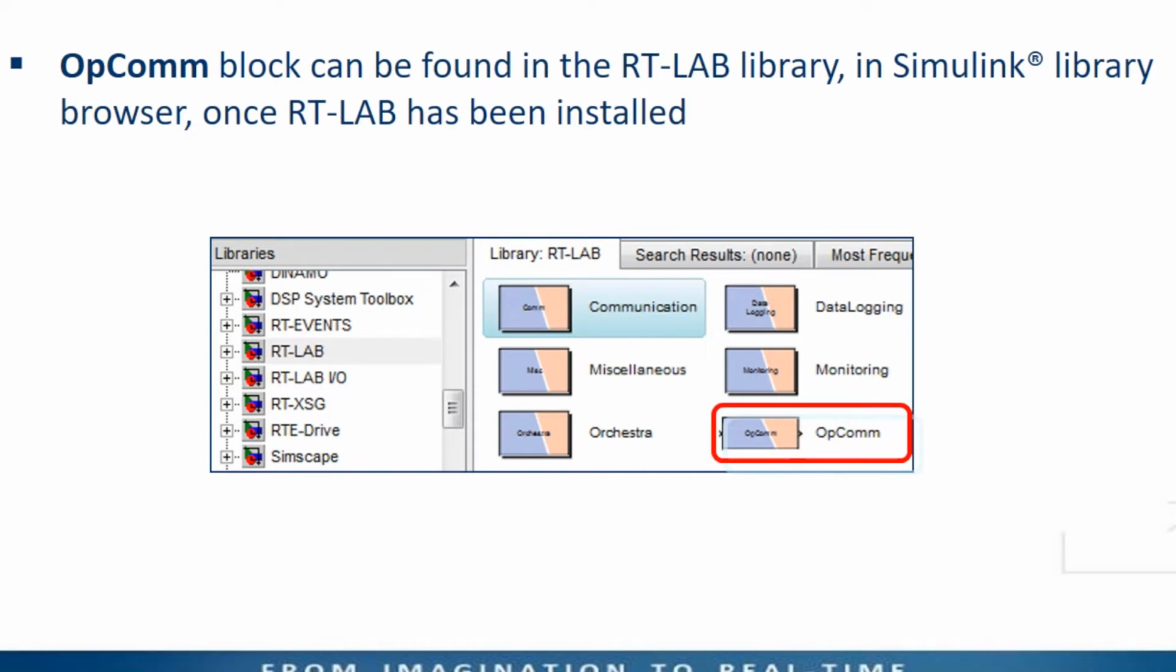On the left-hand side you can see the RT-LAB libraries like RT-LAB, RT events. These are certain libraries which we will be discussing in future. As of now we will be talking about OpComm. Once you click on RT-LAB, you will see the OpComm block. You have to place this block after naming the subsystem, and this block has to be placed inside the subsystem. This statement is very important.